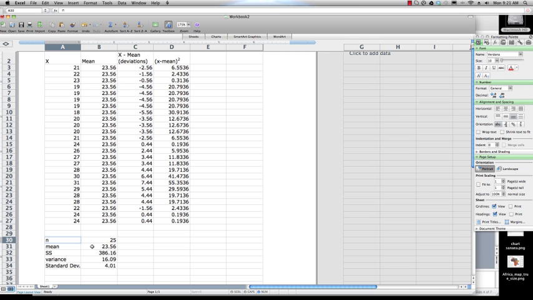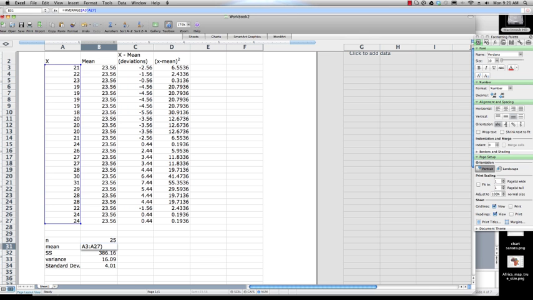In Excel, it's really easy to do. If you look up top here, here's how you calculate the mean in Excel. Equals average, parenthesis, A3, colon, A27. Notice that all that stuff is highlighted, so we have our average, and it gives us 23.56. Then I created another column called the mean, and I put 23.56 in each one of those.